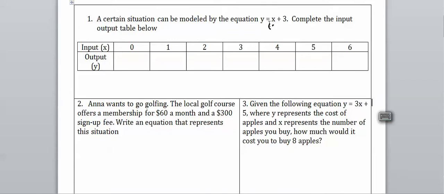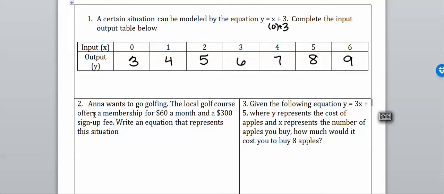So we're going to plug in 0 for x, add 3, and we get 3. Plug in 1 and we get 4. Plug in 2 and we get 5. If you notice a pattern, then you can start writing them in as you go. But you have to make sure that the inputs are increasing by 1 to do that. So every single time it's 1 plus 3, 2 plus 3, 3 plus 3, 4 plus 3, 5 plus 3, 6 plus 3.